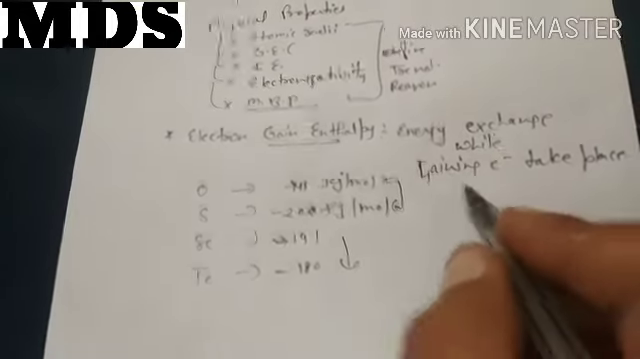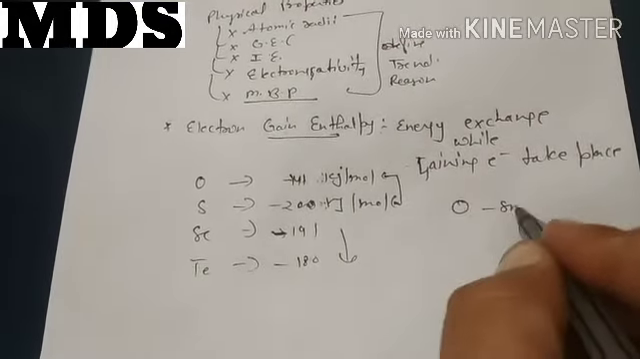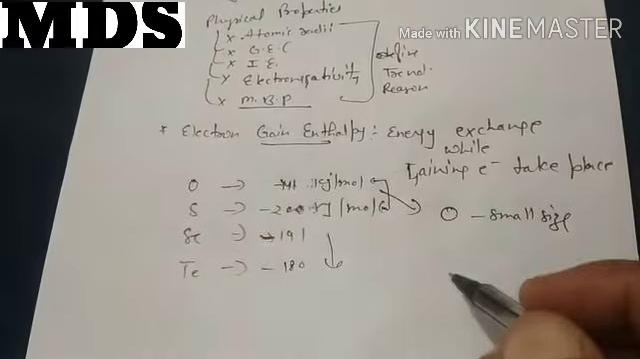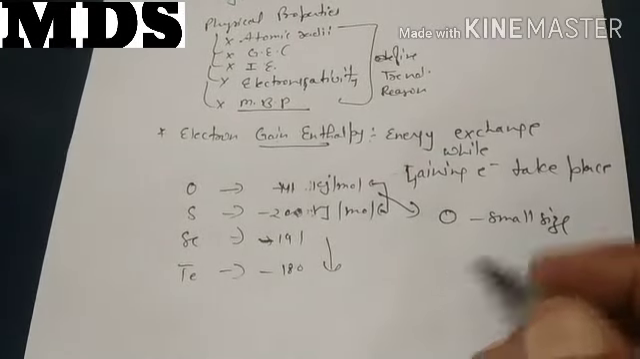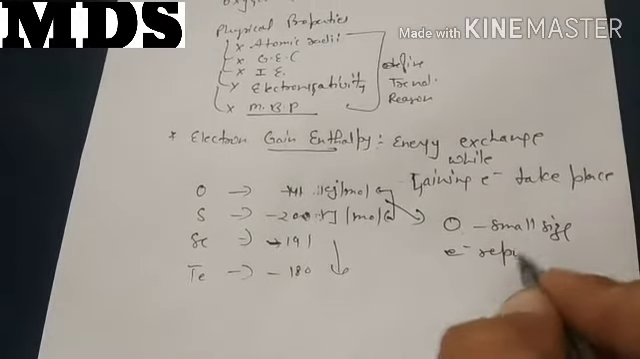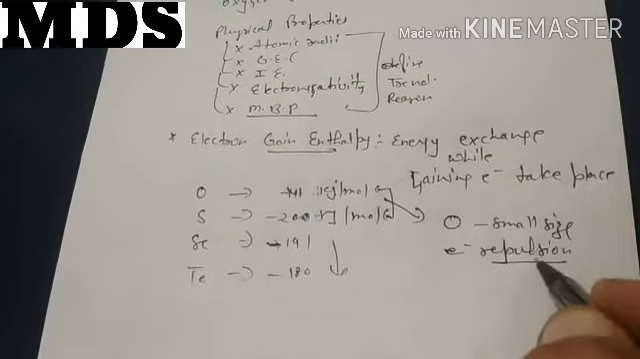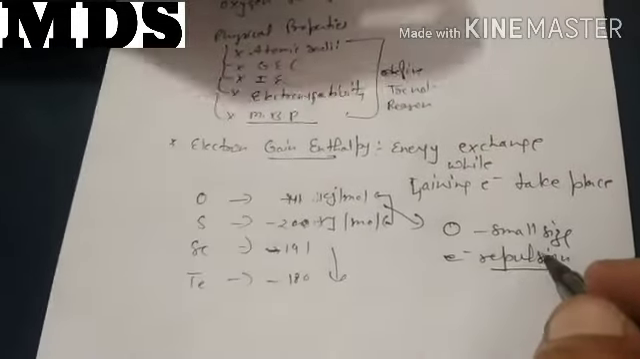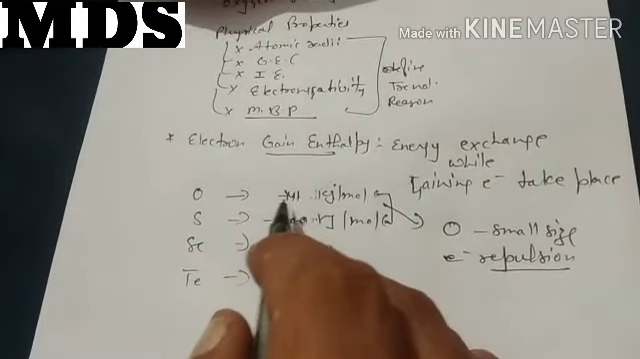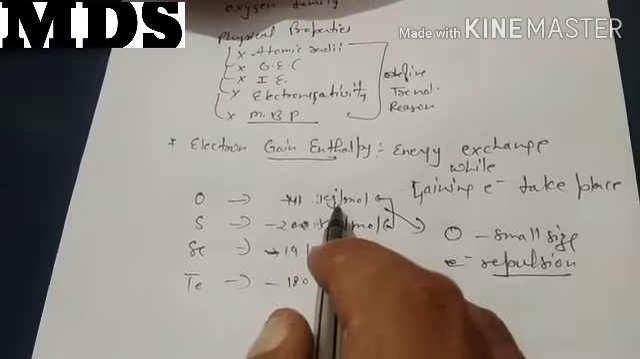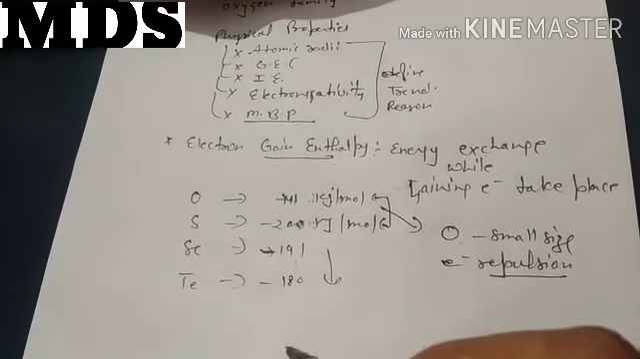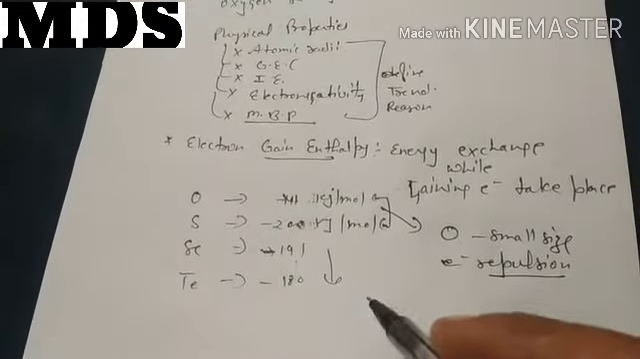Because the second period element, like oxygen, has a small size. That is the reason the electron gain enthalpy of sulfur is more negative than oxygen. Due to small size, there is electron repulsion, and that's why the stability gained is lesser, meaning lesser energy gets released. That's why oxygen has a less negative electron gain enthalpy as compared to sulfur, and after that it becomes less negative. That is the particular trend for electron gain enthalpy here.